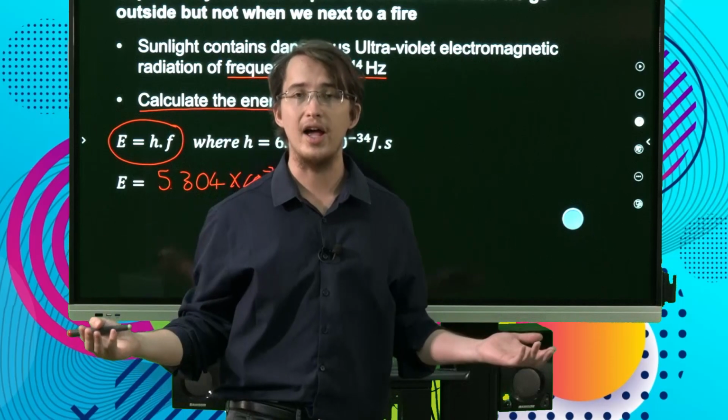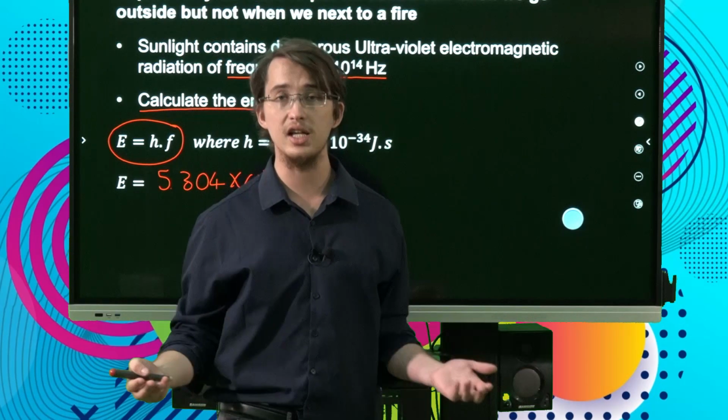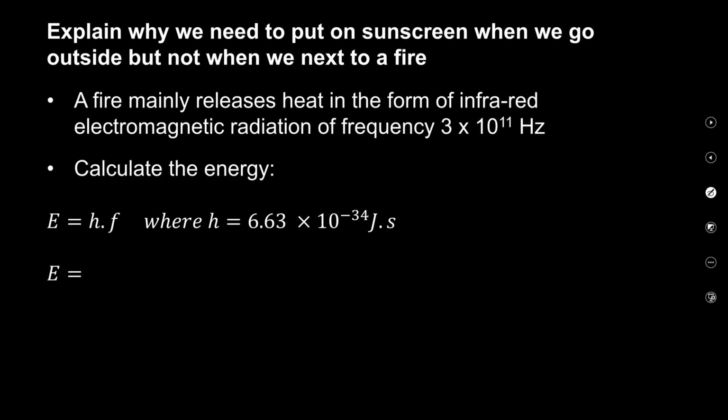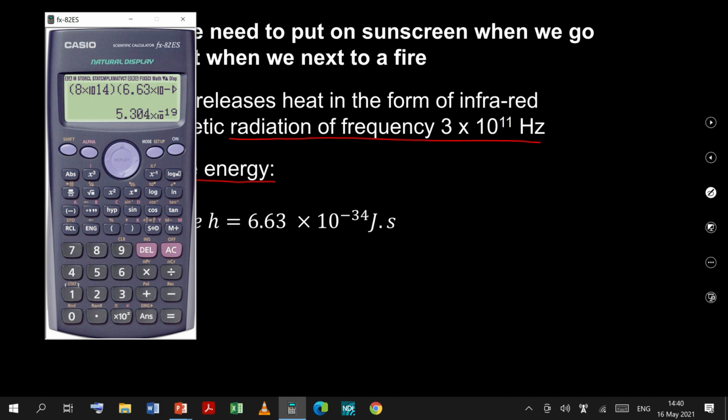But what about the fire? How much energy is its electromagnetic radiation producing? The fire releases electromagnetic radiation of a frequency of 3 times 10 to the 11 Hertz, and we're going to use the same formula to calculate the answer. So let's bring our calculator back up. This time, however, let's just clear it quickly.